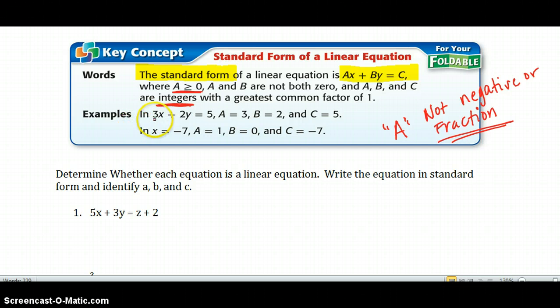So here are some examples. 3x plus 2y equals 5. Notice 3 is an integer, and A is greater than 0. And x equals negative 7. Is that in standard form? Yes, it's understood that B must have been 0, and our C is negative 7, and C can be negative. It's A that cannot be negative. So you'll have to manipulate the equations sometimes to be able to obey all of these rules. But it is very important for you to understand the rules for standard form.